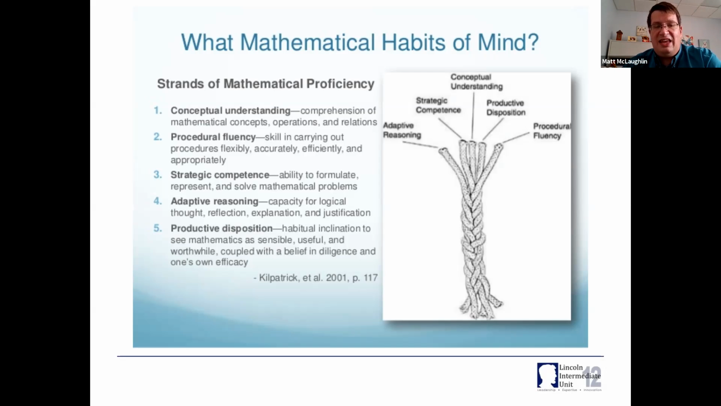Adaptive reasoning is that they can logically think through problems. They can reflect, they can explain, they can justify. And finally, the hardest one is the productive disposition, that they believe that they can be math students. If you're here all 3 days, I'm doing a session on one of the days for math identity, and this idea of people understanding that they are math people, and that we need to get kids to really understand that they can be math people and working towards making that mindset. So that is another key piece to this.